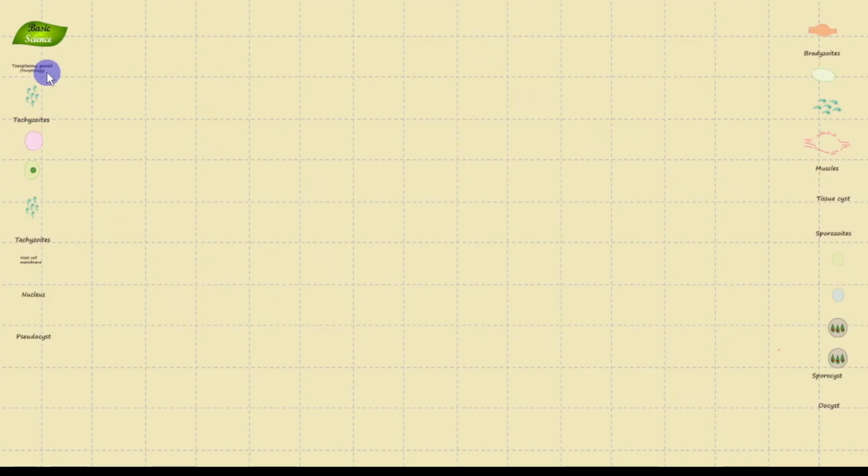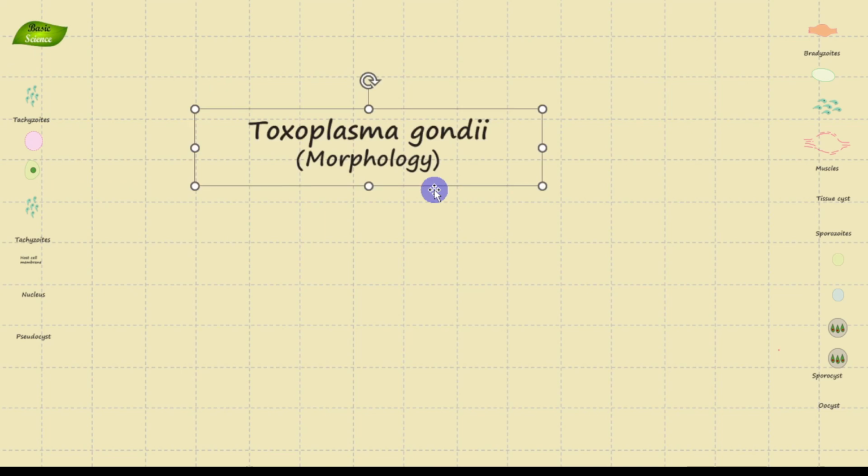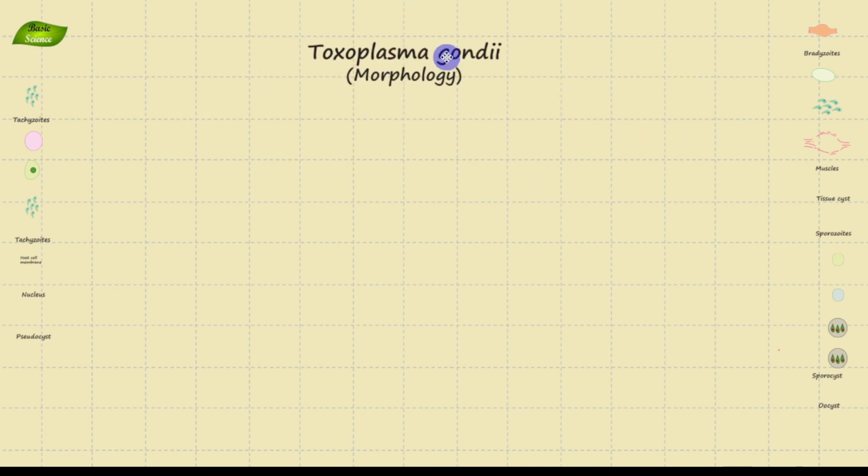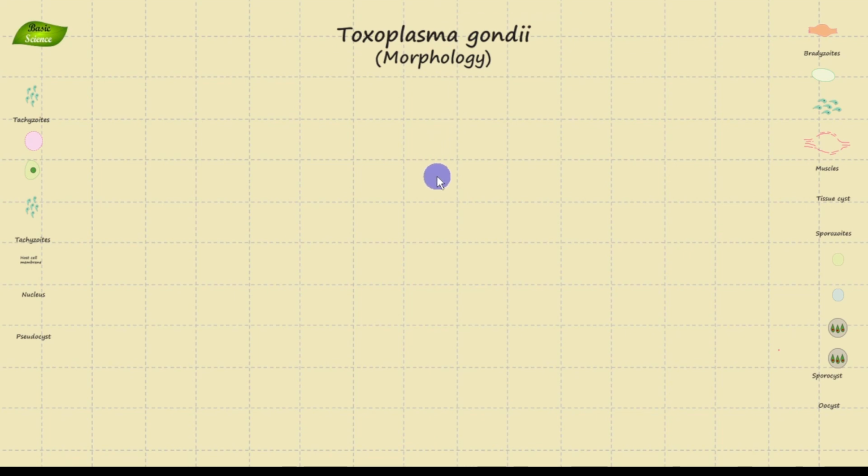All right, so let's start creating our illustration. I'll start with the text, which is the name of the parasite, Toxoplasma gondii. And yes, we are going to discuss the morphological features in this one. Before we do, let me tell you this infection is important because it's not only causing a threat to animals, it's also causing a threat to humans.